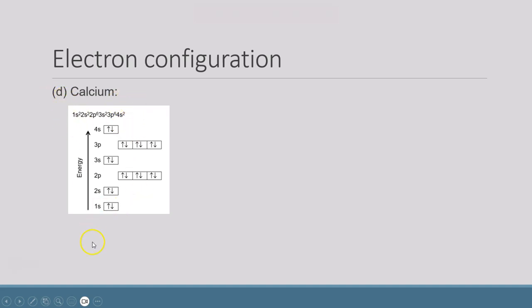So the first energy level, 1s2, is full. The second energy level, 2s2, 2p6, is full. The third energy level is also full, 3s2, 3p6. The fourth energy level is very partially filled. Only the s shell of the fourth energy level is full. So only 2 of the potential 18 electrons exist in the fourth energy level of calcium.